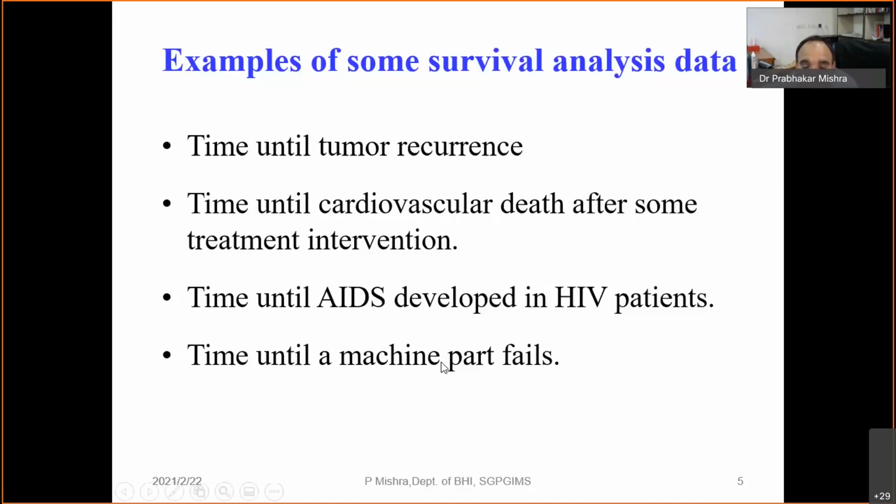Time until a machine part fails. For example, suppose I bought a car, and I want to know how many months or years I can successfully use this car without any accident, or for how long the car battery will work perfectly since purchasing it. So this type of thing we can cover in survival analysis.